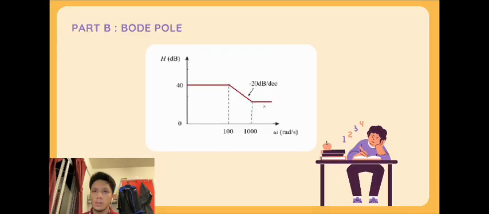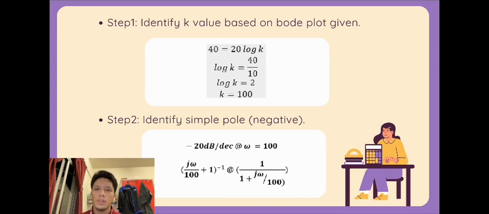Next is step 2, which is the line here from 100 radian per second to 1000 radian per second. First, we have our value of negative 20 dB per decade and omega 100. The formula that we will use is either (jω/100) + 1 or 1/(1 + jω/100). Both equations work, but the most effective one is probably the second one.